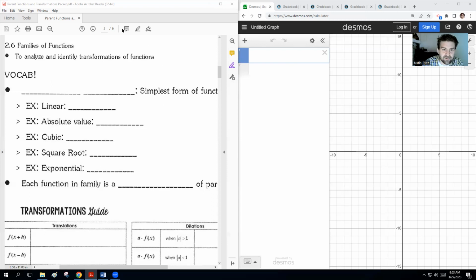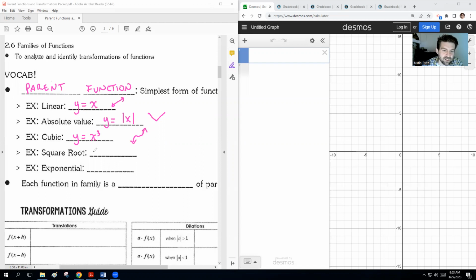All right, so let's recap a little bit before we get started into transformations. Remember that a parent function is the simplest form of a function. Like a linear function is just y equals x. That's a straight diagonal line. Absolute value is y equals absolute value of x. Okay, so linear function is a straight diagonal line. Absolute value is a V shape. A cubic function is y equals x cubed. You guys remember we looked at that graph.